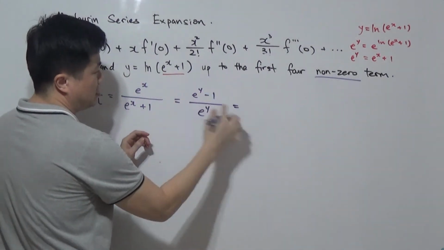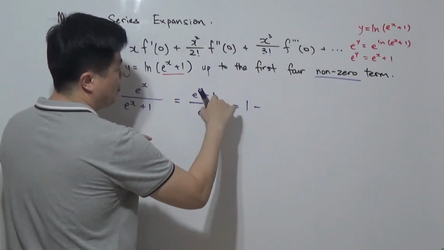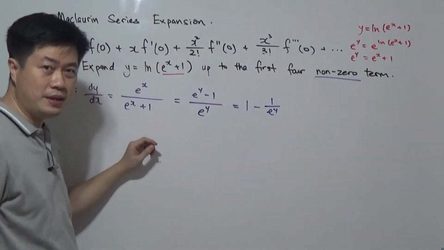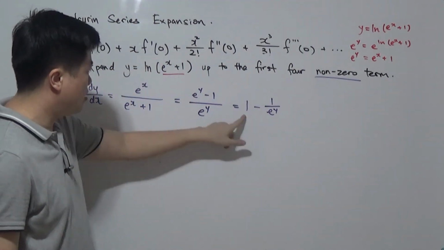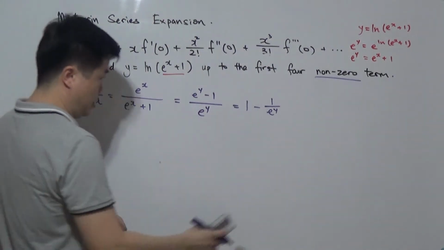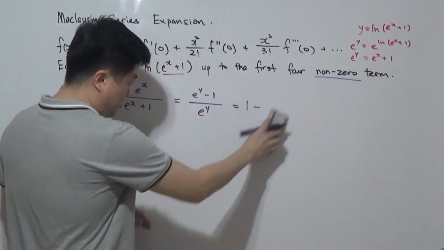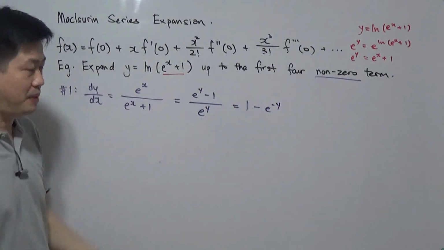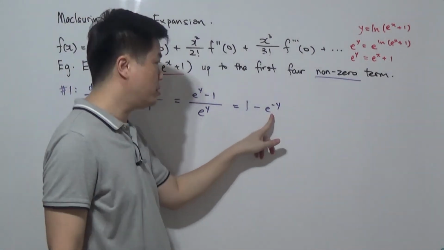So we got ey over ey, that gives me 1. And then on this end is minus 1 over ey, right? You can see, okay, here cancels out, gives me 1, then minus 1 over this. Now, the next thing is this. I could also make it look like this. Okay, we just apply the laws of indices, so we get this.